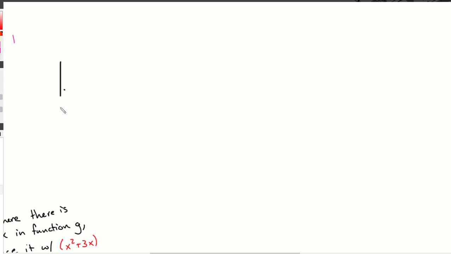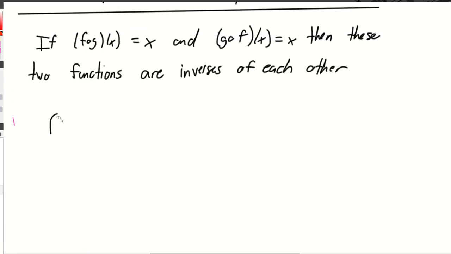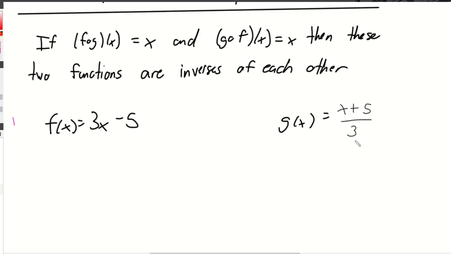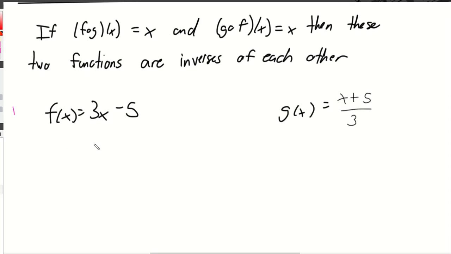So we had f of x equals 3x minus 5, and g of x equals x plus 5 divided by 3. So before, I gave you the output of this function, right? I told you that my number equaled what at the end? 16. It equaled 16 at the end, and the start number was 7.